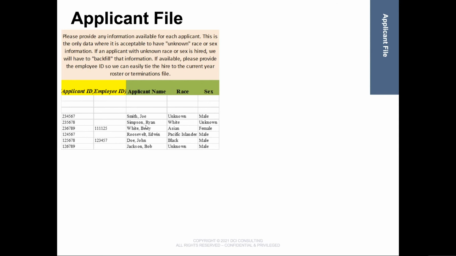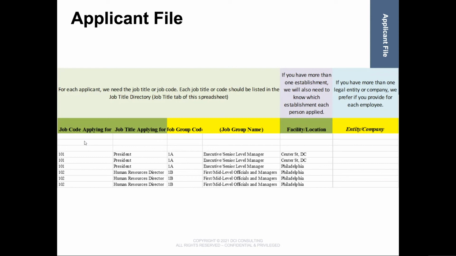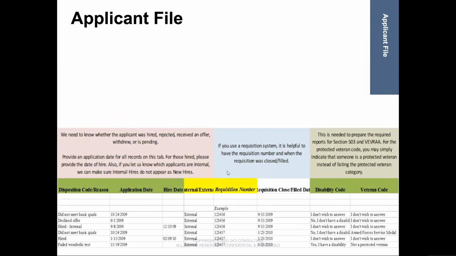If we see Betty White, unknown female, and we see Elizabeth White, we might feel like that's the same person, but we may want to ask you about that. So we need to know the job code they're applying for, the title they're applying for, what facility did they apply for, and then again, the entity or the company if you can provide it.